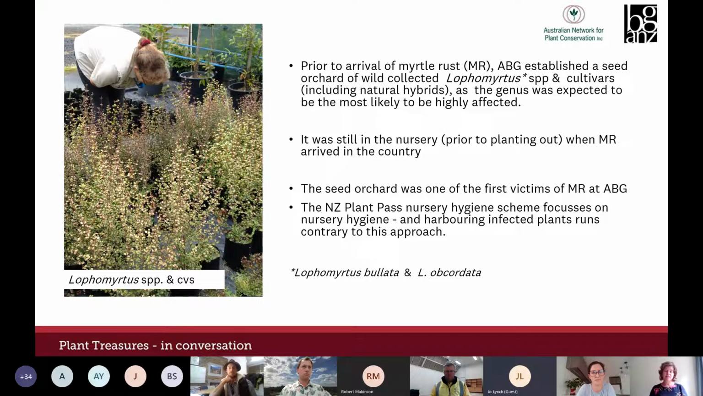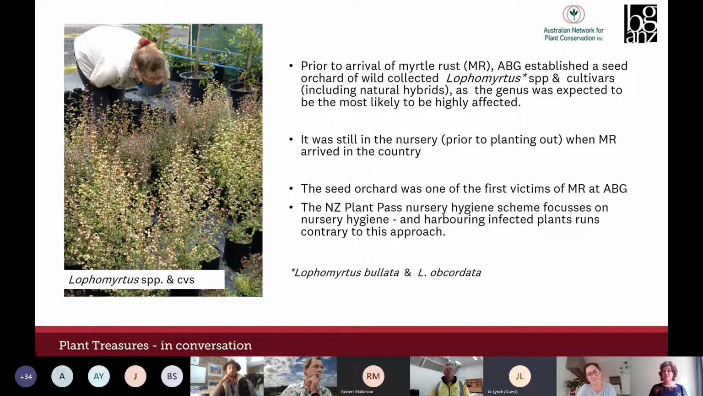So prior to the arrival of myrtle rust, we thought we'll collect lots of material from the wild in Auckland and cultivars. This is a popular plant developed for cultivation, including natural hybrids, because we'll see which ones are infected and which aren't infected. Now, this is completely my fault. What a naive thing to think, because what happened was it was in the nursery, hadn't yet been planted out in its orchard when myrtle rust arrived in the country. And the seed orchard, as we expected, these plants were highly susceptible, and they were one of the first victims of myrtle rust at Auckland Botanic Gardens.